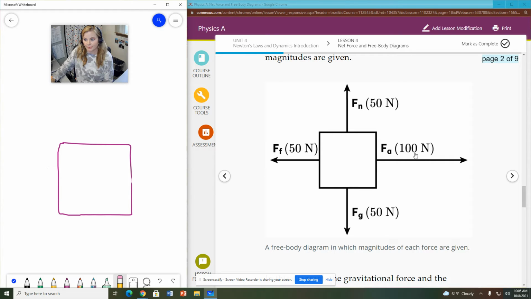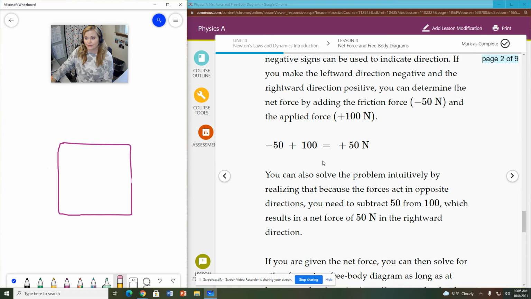So we have the opposing force. So here, the force of gravity is pulling down with a force of 50 newtons. The normal force pushes back with an equal and opposite force of 50 newtons. So we know those are always balanced. The frictional force is actually opposing the motion of the box with 50 newtons to the left. And the applied force, the box is being pushed 100 newtons to the right. And so we know that the net force in this case is going to be 50 newtons to the right.